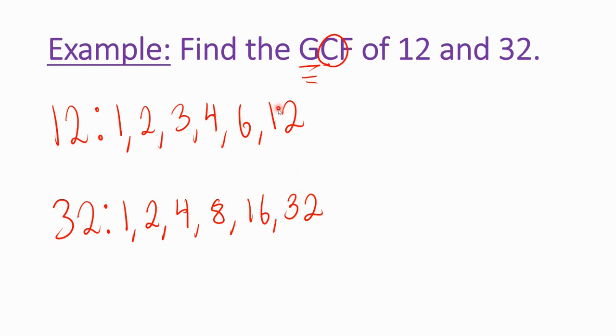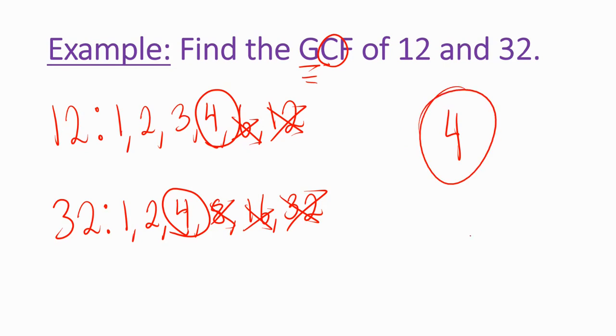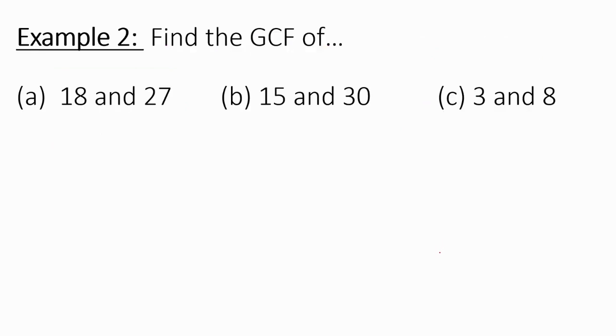All right, so not 12, because I don't see 12 in this one. Definitely not 32 or 16. I don't see 6 on both. I don't see 8 on both. Oh, we actually had to go pretty far down. It was 4. That's the biggest number that they both have in common. So the greatest common factor is 4. All right. Pause the video and write this down, and then try example 2 on your own. When you unpause it, I will have the answers up here for you.